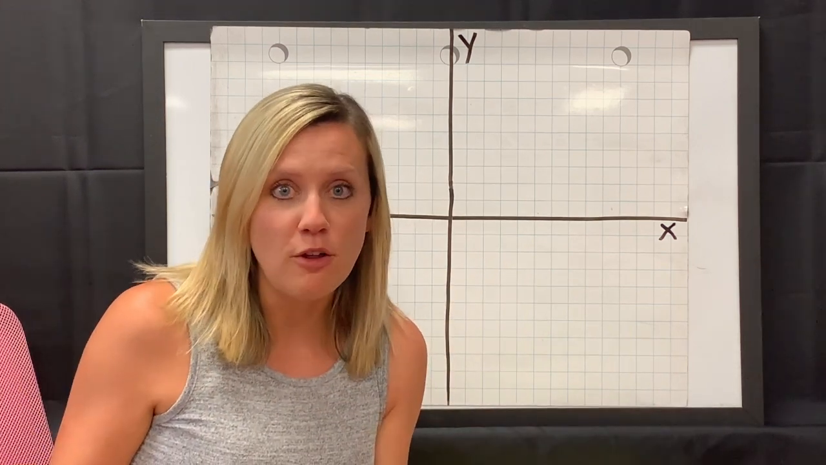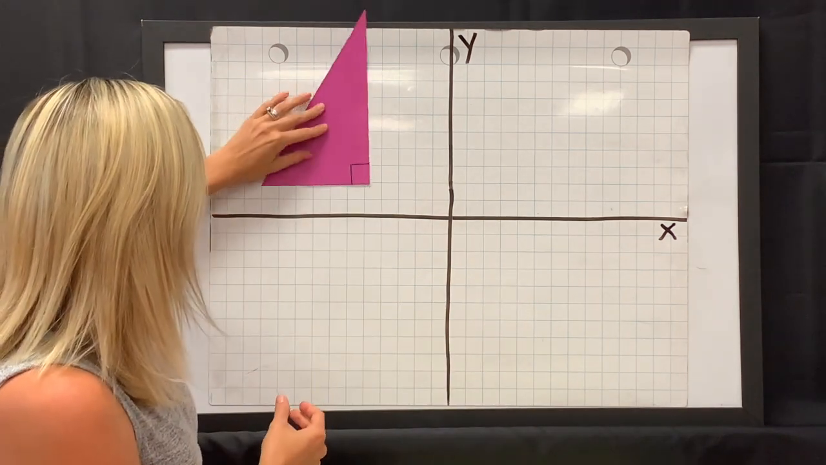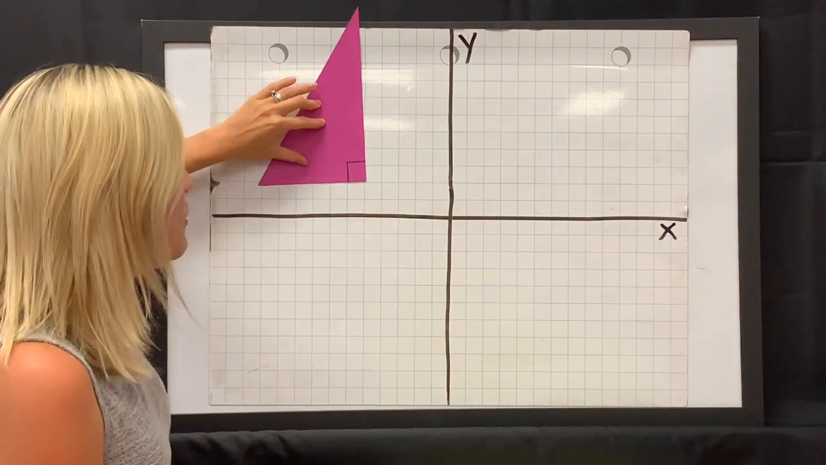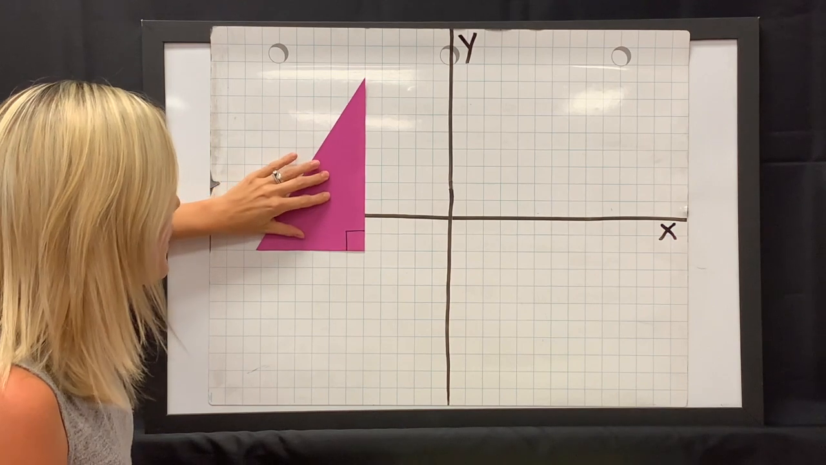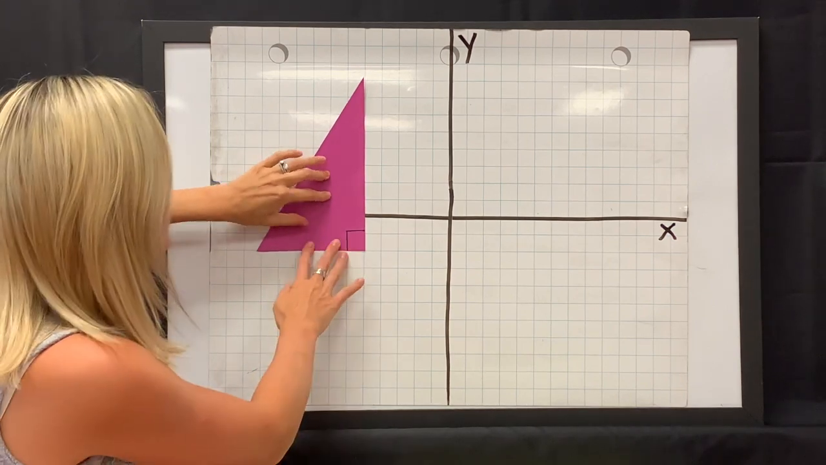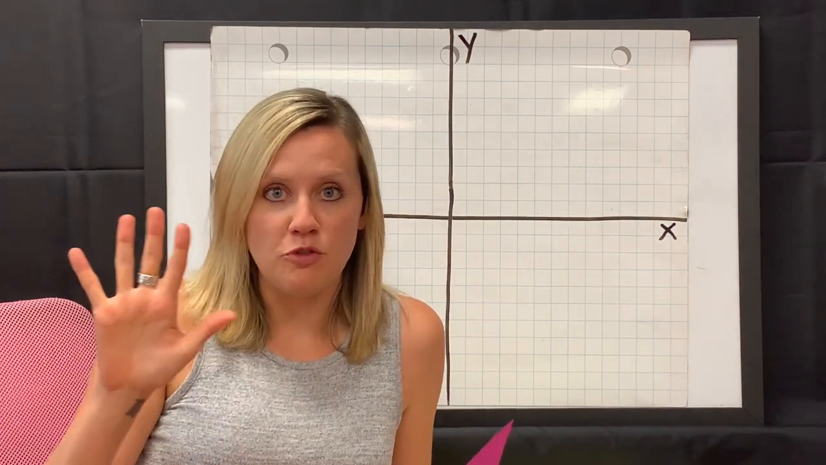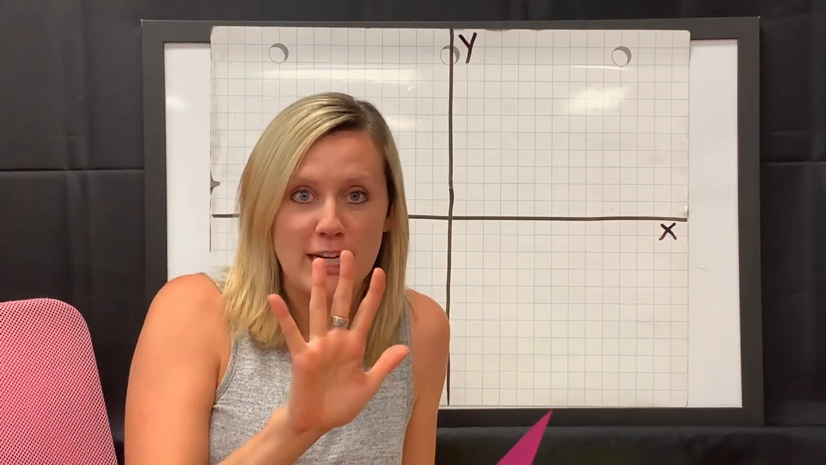So an example of doing a translation would be 4 units down. We would move this 1, 2, 3, 4 units down. So a translation is just a movement, but everything stays facing the same direction.